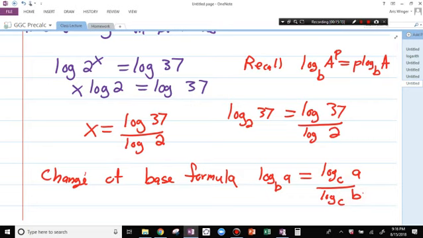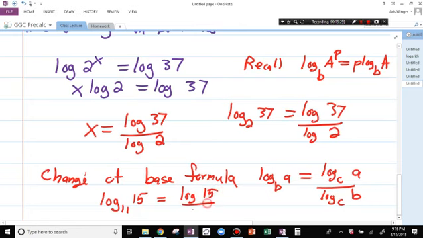So for example, we can do log base 11 of 15. Right? I know that's a little bit more than 1. But if I wanted to know it to 12 decimal places, I would just take the log of 15 over the log of 11, or the natural log of 15 over the natural log of 11, both of which are in your calculator.